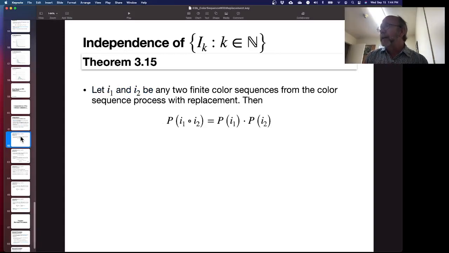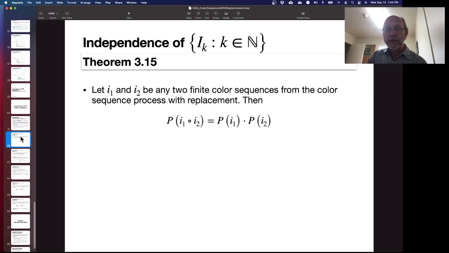An interesting property of the color sequence model is talked about here in Theorem 3.15. It says, let I1 and I2 be any two finite color sequences from the color sequence process with replacement, then the probability that the concatenation of those two sequences occurs, that is, the probability that you have the first sequence followed by the second sequence, turns out to be just equal to the probability of the first sequence times the probability of the second sequence.